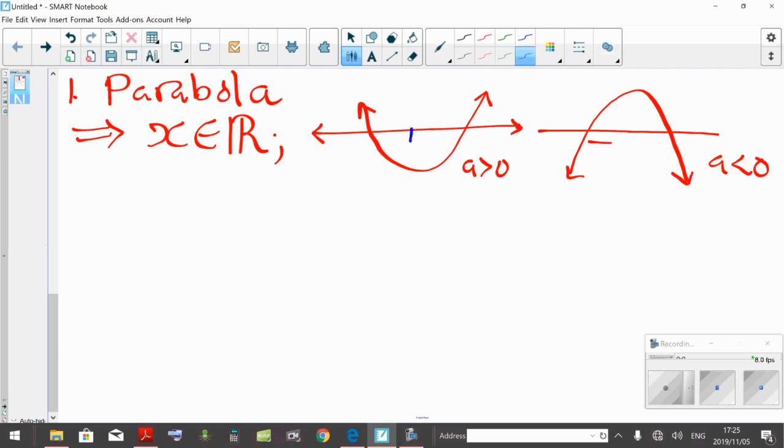If I were to draw a vertical line at any point there, a vertical line from the x-axis will always coincide with the parabola at one point or the other. So from any point on the x-axis, you can draw a vertical line that will touch your parabola. Hence we say all real numbers. That is our range. Sorry, our domain.